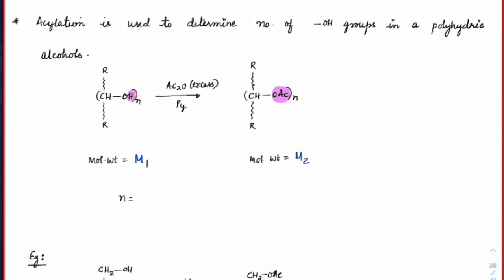What extra are you adding? You are adding only an acyl group, right? Instead of this hydrogen, you are making this acyl group. See, what is the molar mass of acyl? It is CH3, C double bond O, correct? Now, if you see this acyl, what is the molar mass here? So this is around 24 plus 16 plus 3, which is 43.